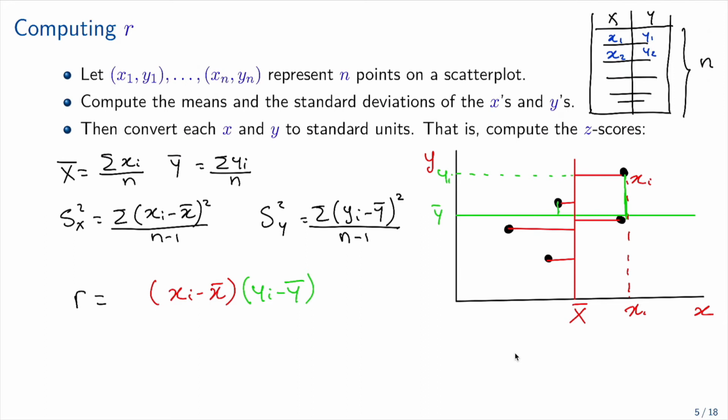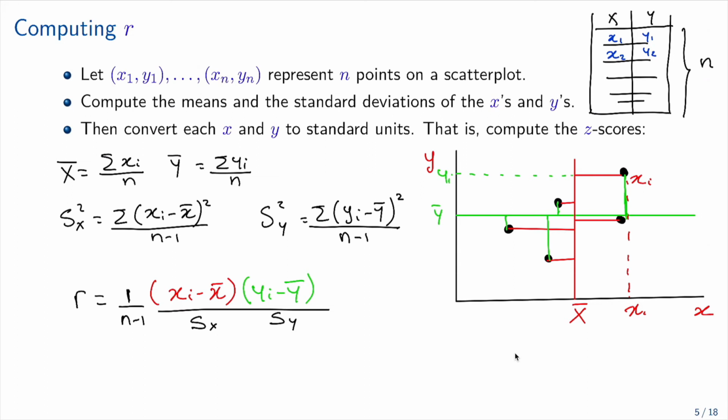So we compute for every single point the distance to the mean in x and the distance to the mean in y, and we multiply them, and we divide by the number of points minus 1. So 1 divided by n minus 1. Now, to normalize this value, we divide by the standard deviation in x and the standard deviation in y. So we divide by sx and divide by sy.